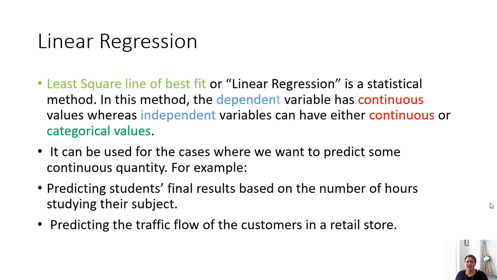Least squares line of best fit or linear regression is a statistical method. In this method, the dependent variable has continuous values, whereas independent variables can have either continuous or categorical values. Types of variables: continuous random variables are like height, weight. But categorical variables like 1, 0, like blue, black, are not measurable, but they can be categorized.